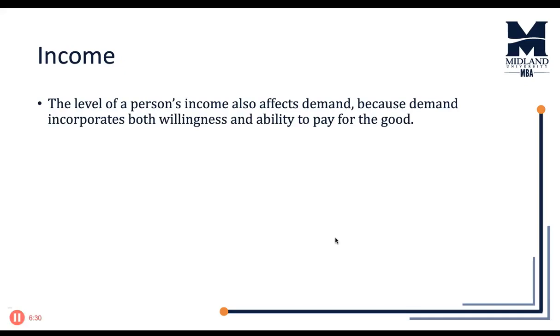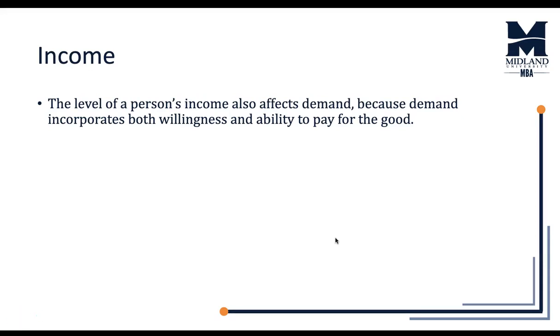Second is income. Here, the idea is the level of a person's income affects demand, because demand incorporates both willingness and ability to pay for the good. Does that make sense? So let's think about this. Go back to your pizza company example. You're selling pizza, and you have a really good understanding by looking at your past sales for the past 3 years that you've been running the company as to at what price you sell what number of pizzas a week.